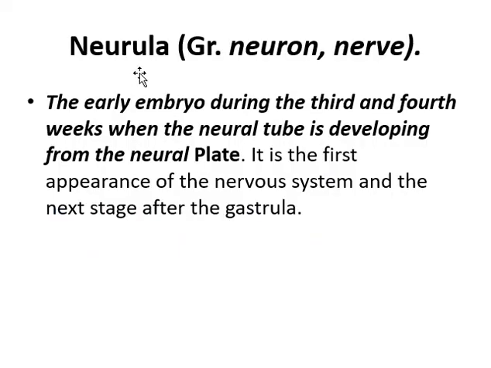After that, coming to the neurula: the early embryo during the 3rd and 4th week, when the neural tube is developing from the neural plate, this developing embryo is called neurula. It is the first appearance of the nervous system and the next stage after the gastrula. Now this is about a few of the terms in embryology.